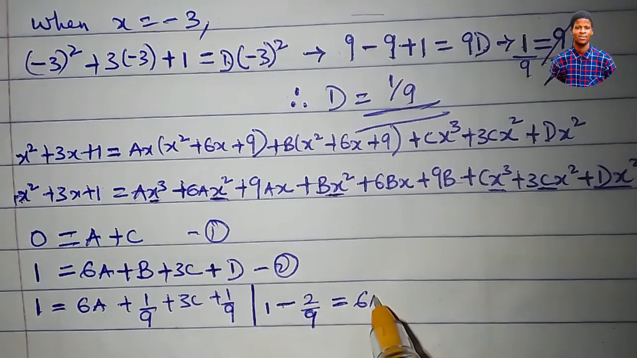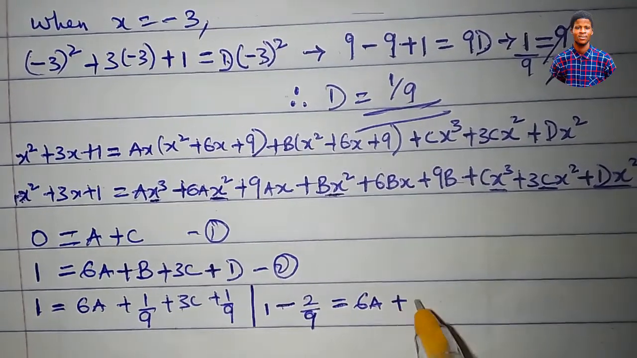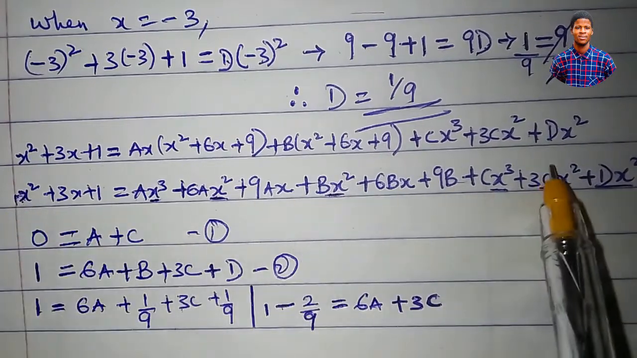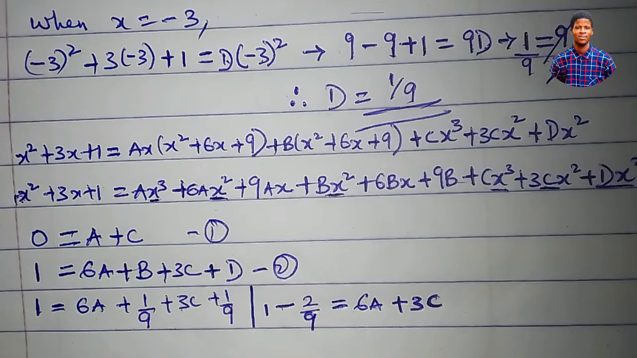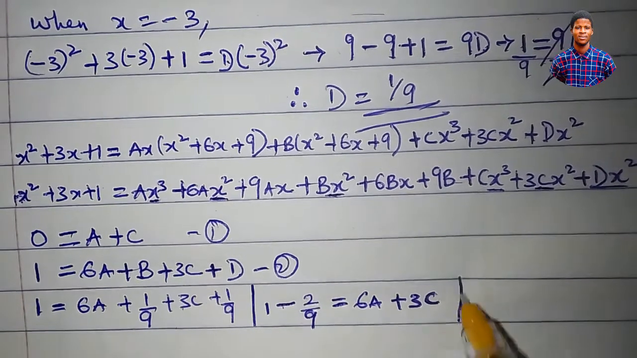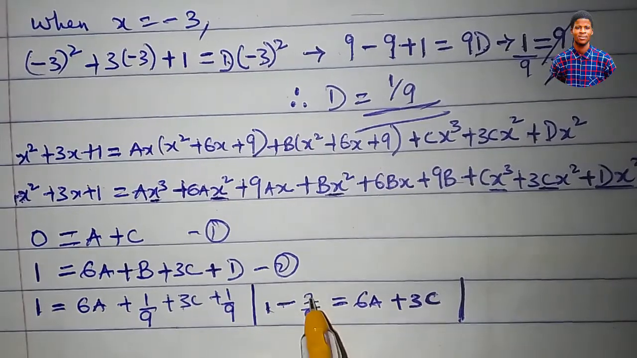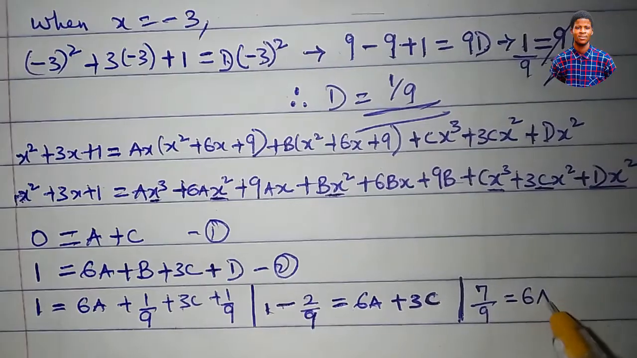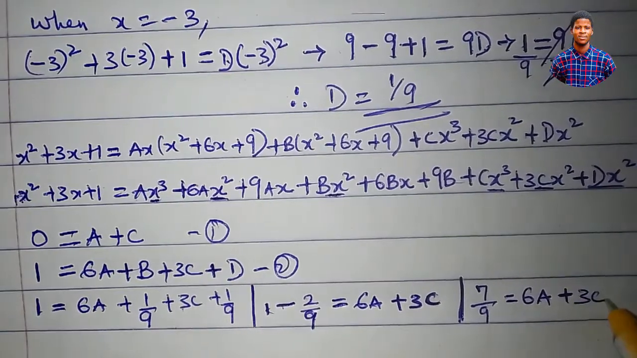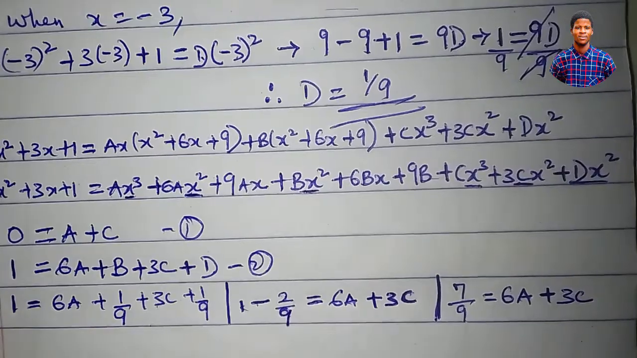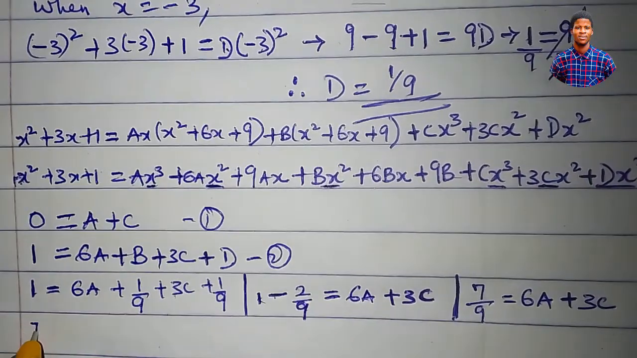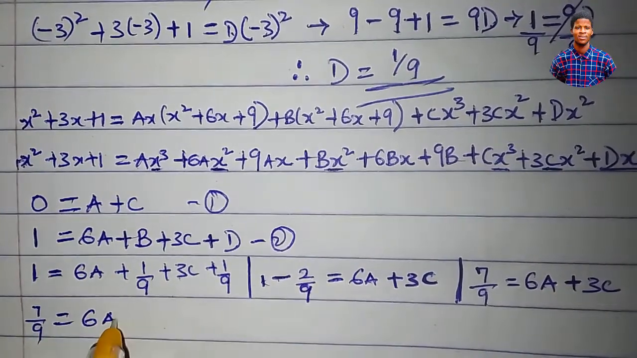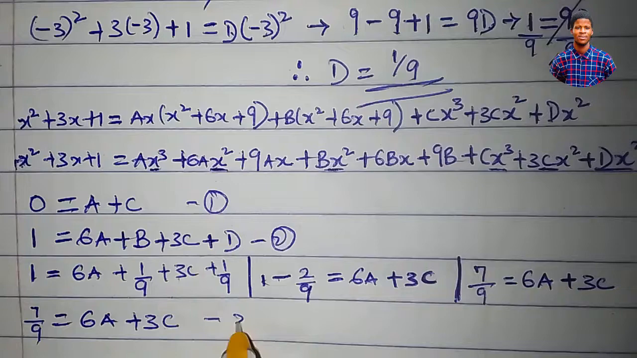6a plus 3c. You must be very careful while doing this so that you don't make mistakes in the expansion and in the comparing of coefficients. Alright? Let's go ahead. 9 times 1 is 9, minus 2 is 7. 7 all over 9 is equal to 6a plus 3c. So this is our equation 3. Let me place it here. 7 over 9 is equal to 6a plus 3c, equation 3.